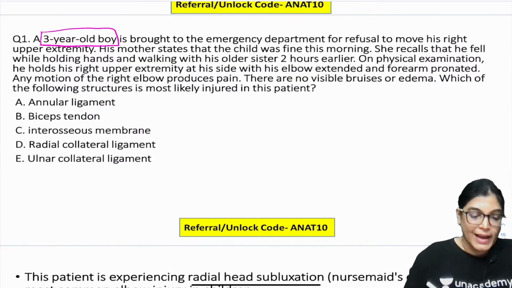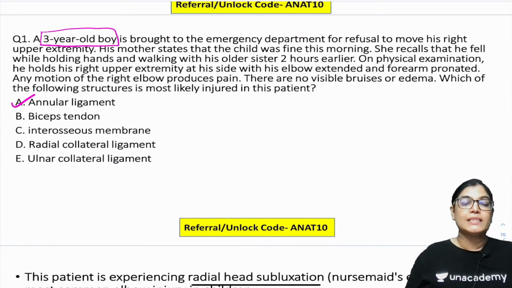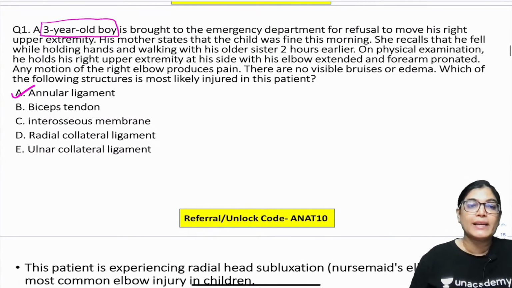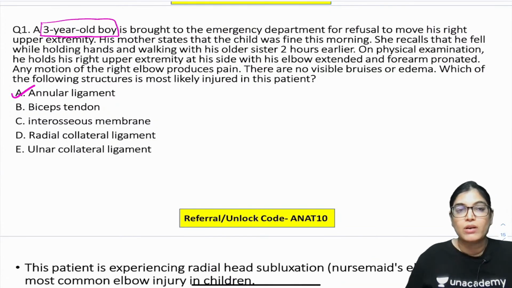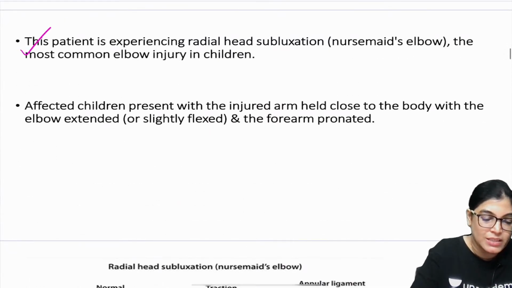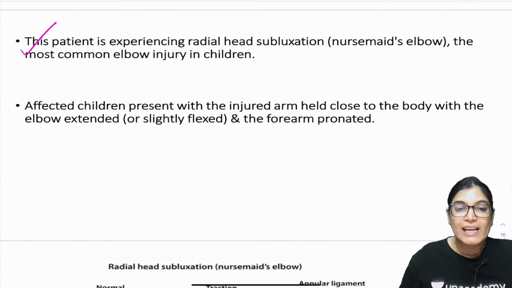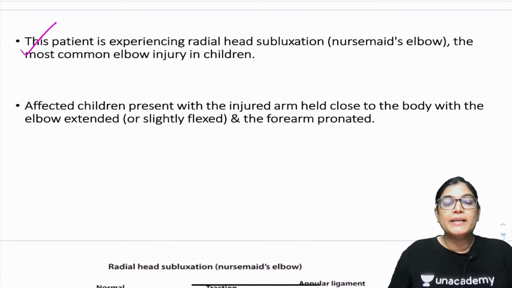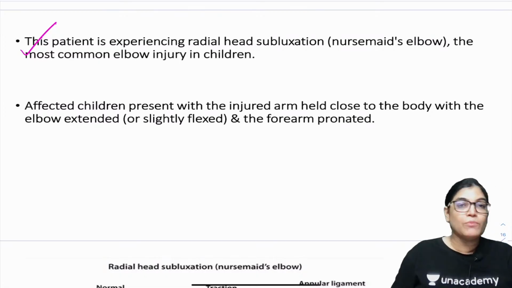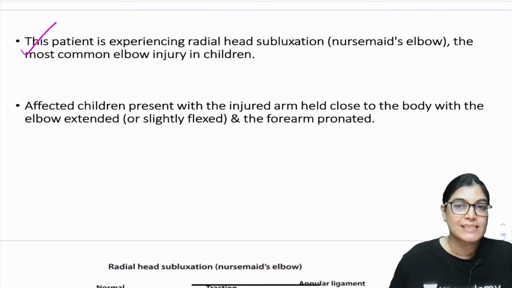And the key word, so actually A is absolutely the correct answer, that is annular ligament. So here what are the key points which will help you to target the correct answer? That is the child's age and how he is getting the injury. The whole clinical history which is provided is showing that the case is of pulled elbow, nursemaid elbow, or what is called radial head subluxation. This is the most common type of elbow injury seen in children.